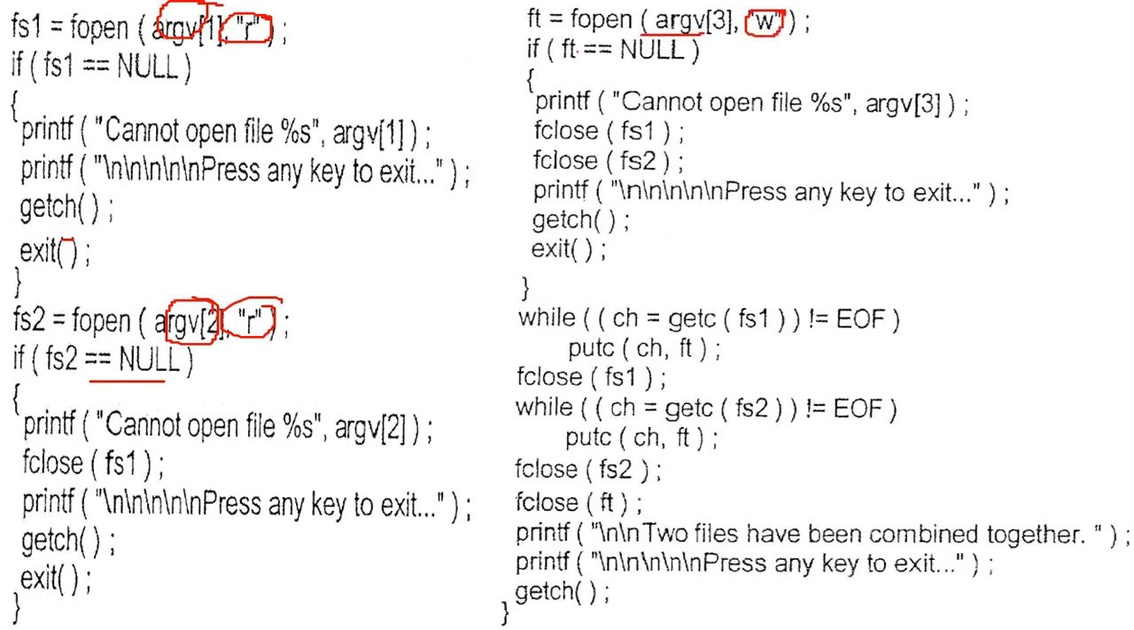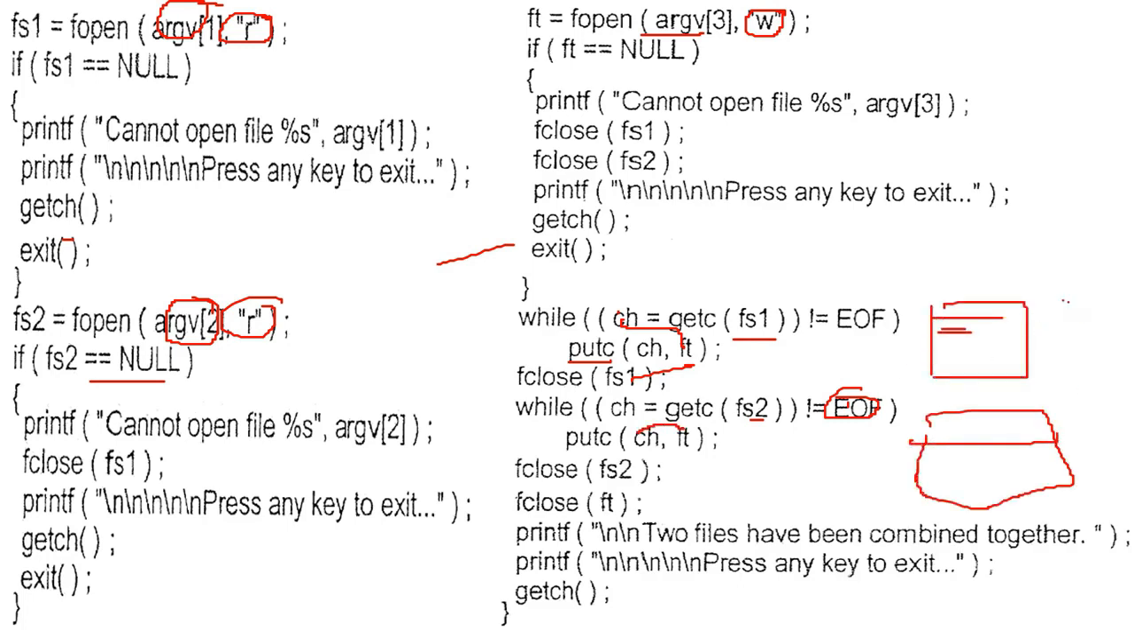If everything remains fine, then we take from the first one character, put it into the FT using putc, then we close it. For the second one, from the second FS2, what we do, we similarly take one by one character till the end of file and put it in FT. So what we have done, we have taken one by one character from the first file to the target one. From second also, we transfer it here. So finally, we get a file and we close it. And this is the combination of two files.